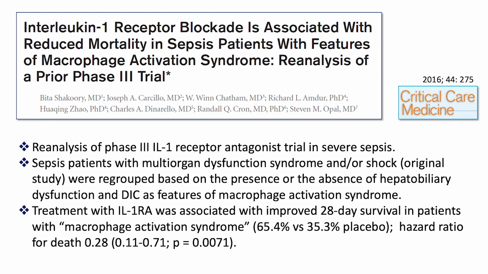And these were patients that showed multi-organ dysfunction syndrome together with hepatobiliary dysfunction and disseminated intravascular coagulation, which are considered features of the so-called macrophage activation syndrome. So patients that fulfilled the criteria of macrophage activation syndrome did benefit from interleukin-1 receptor antagonist treatment in this old trial.